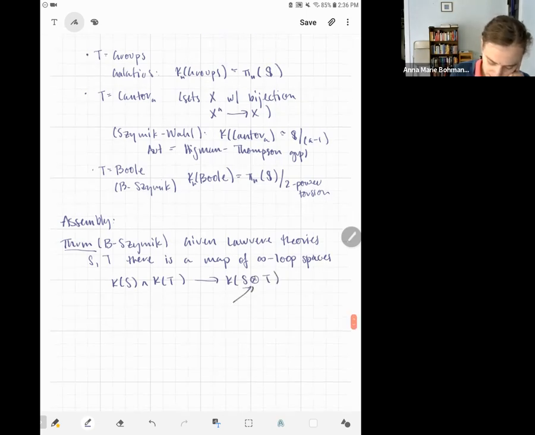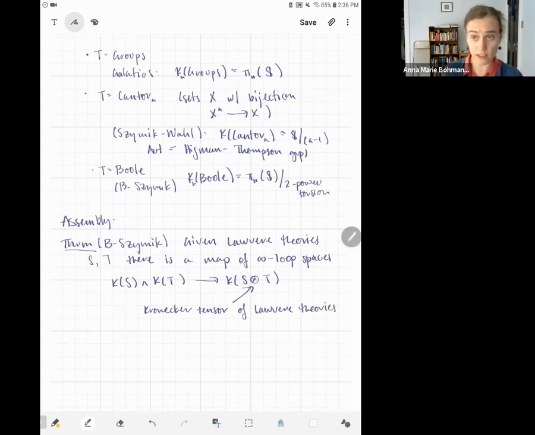S tensor T is what's called the Kronecker tensor product of the two Lawvere theories. It's another Lawvere theory, and its job is to model S algebras in the world of T algebras, so things with S structure in the world of things with T structure, or vice versa. It commutes T algebras and S algebras. So it represents S modules in T modules, or vice versa.